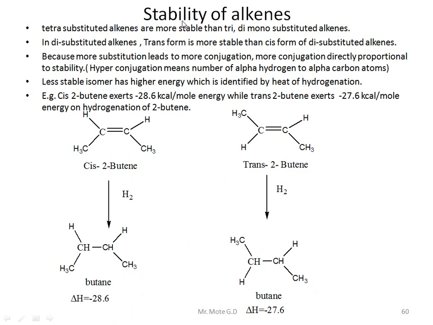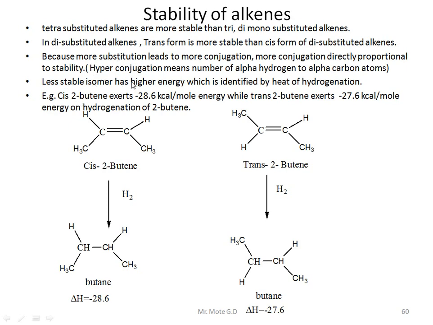Then last point, stability of alkenes. Tetrasubstituted alkenes are more stable than the tri, di and monosubstituted alkenes because of the effect of hyperconjugation. In case of disubstituted, the trans form is more stable than the cis form because more substitution leads to more conjugation. More conjugation is directly proportional to the stability. Hence, tetrasubstituted alkenes are more stable than the di and monosubstituted.